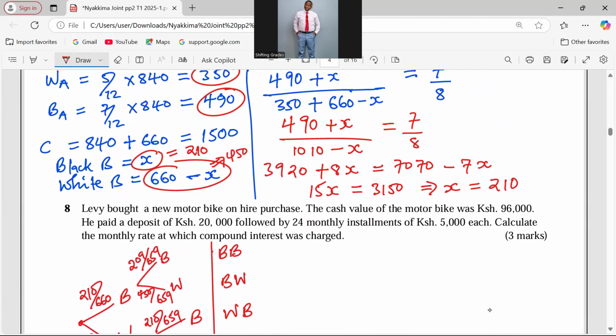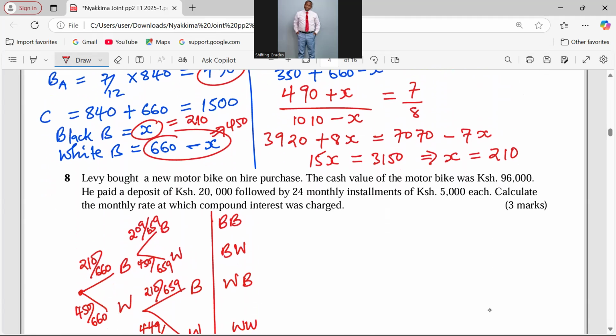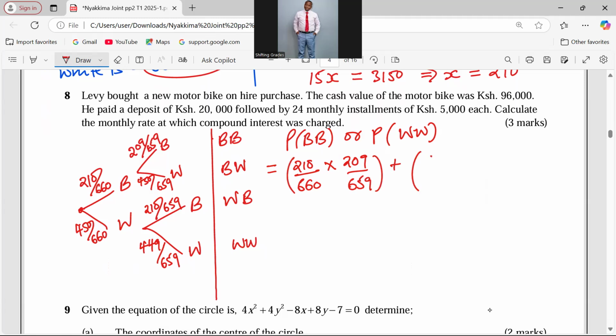So what is the question asking? The probability that 2 balls drawn from B, one at a time without replacement, are of the same color. So we need probability black and black, or probability white then white. So here we will talk of 210 over 660 multiplied by 209 out of 659. This one, plus the other option, which is a white followed by white.